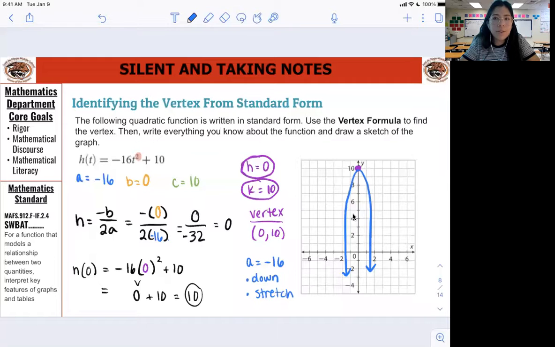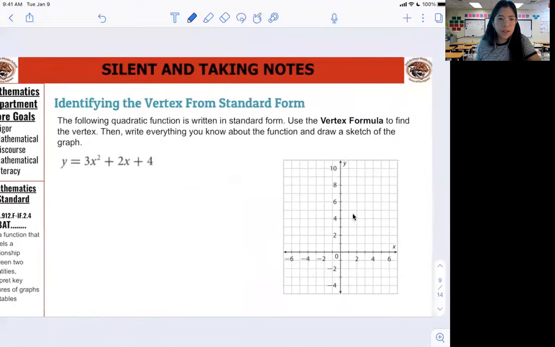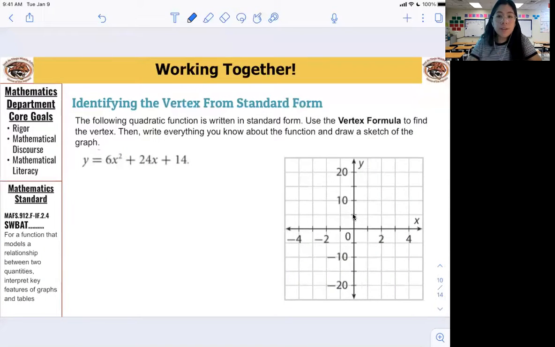All right, how do we feel now? Any questions? We'll do one more. All right, so last one. What I want you guys to do on this one is figure out the H, figure out the K on your own. So I'm going to leave this blank as it is, and I want you guys to take about 2 minutes, figure out the H, and then figure out the K.